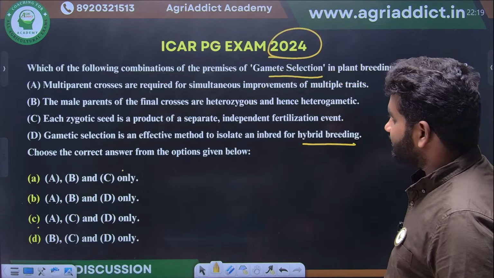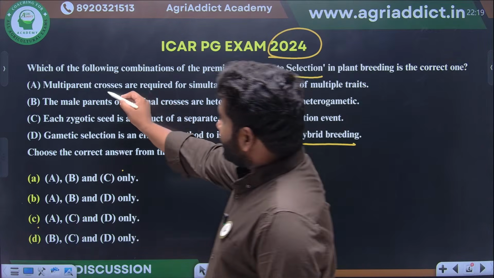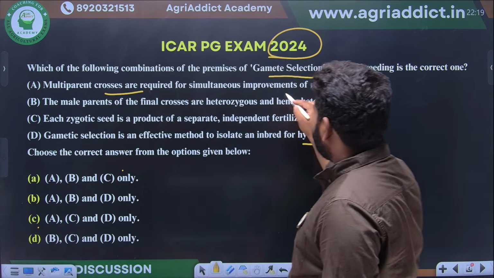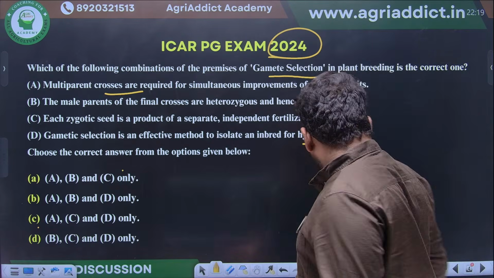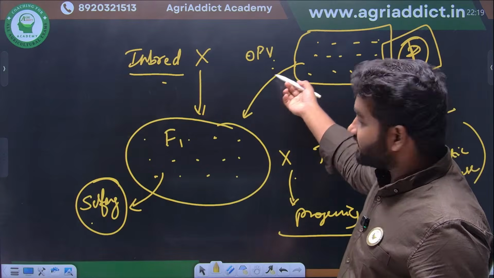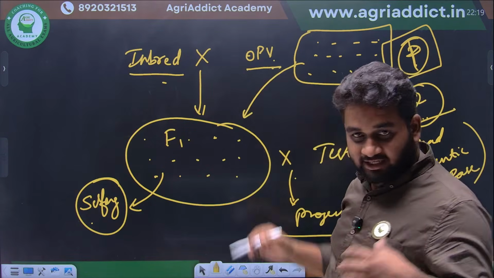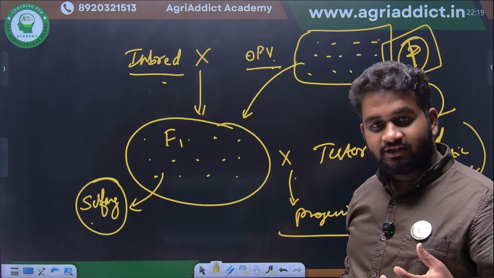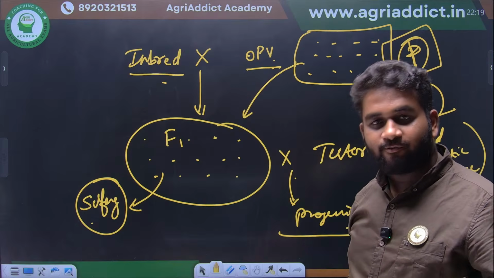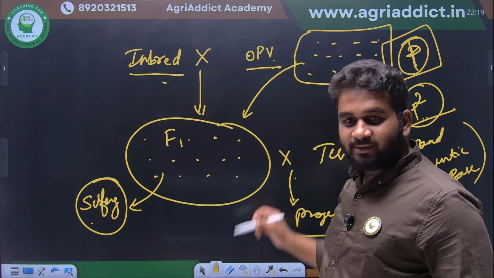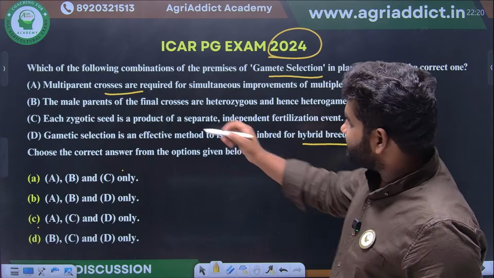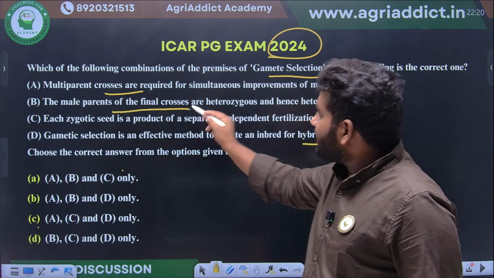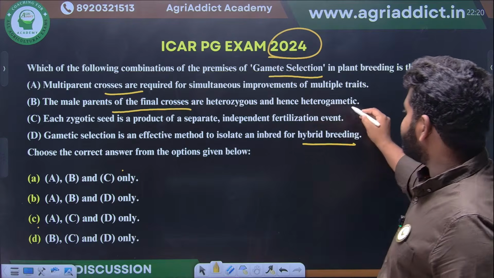Okay, we can come here now. Multi-parent crosses are required for simultaneous improvement of multiple traits. Yes, based on your interest, your OPV contains different traits. If you want to improve multiple traits, then you should target multiple crosses and multiple traits. The second statement: the male parents of the crosses are heterozygous and hence heterogametic.